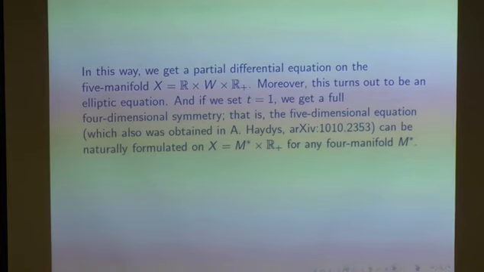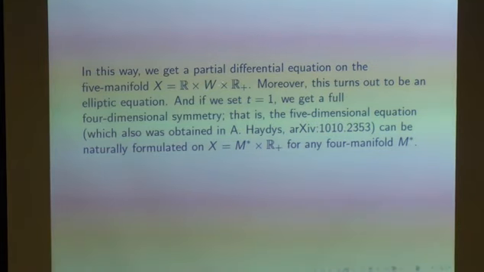Generically, as I keep telling you, this type of procedure won't give an elliptic differential equation, but in this case it does. Moreover, in a special case, we get full 4-dimensional symmetry. If t is 1 or minus 1, then the 5-dimensional equation that I described can be naturally formulated on N star times R plus for any 4-manifold N star.